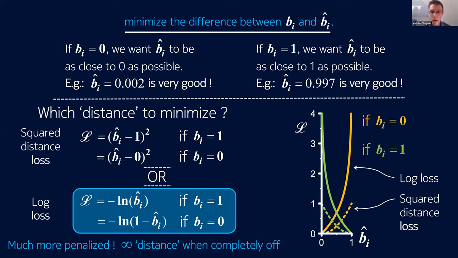We'll be talking about gradients later on. As you can tell, if I'm off and I take the gradient to move in the right direction, I'll get much stronger gradients by using the log loss than, for instance, the square distance loss. So we'll keep that in mind for now.